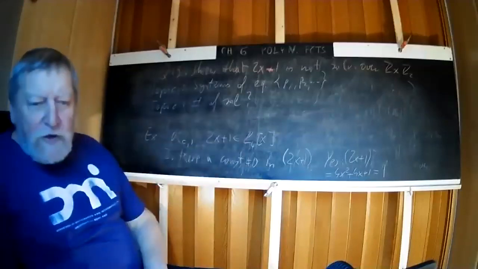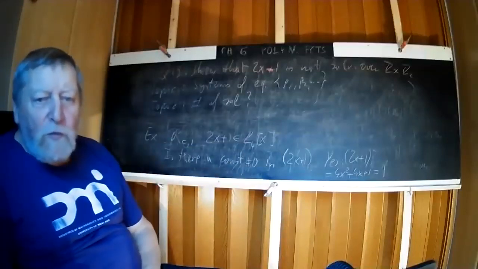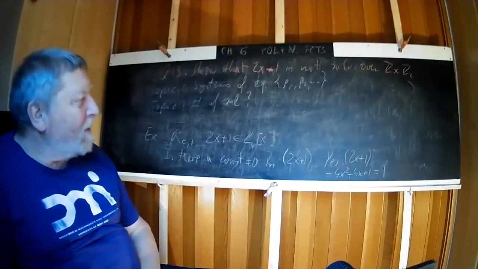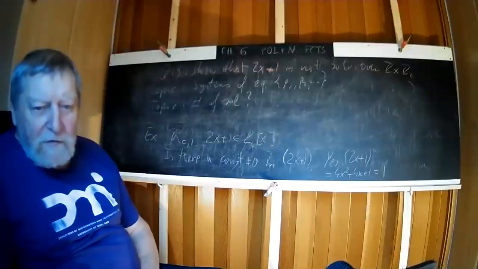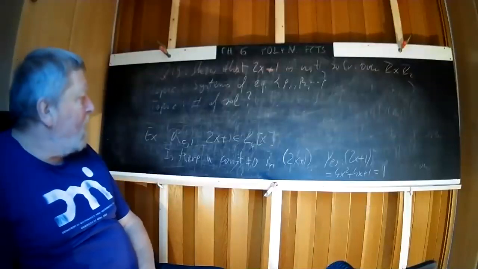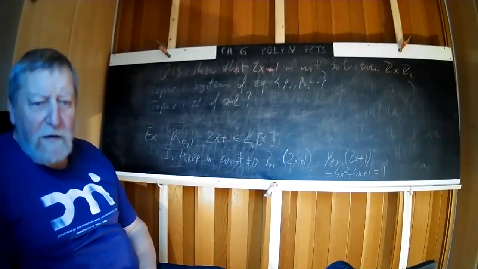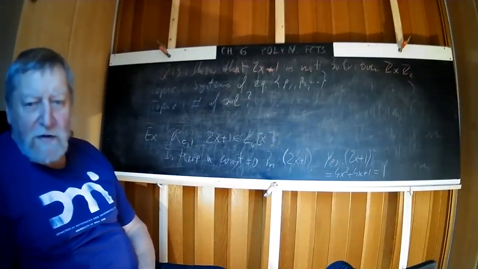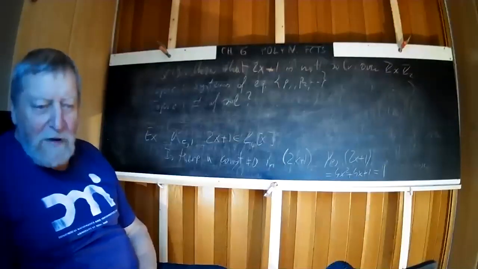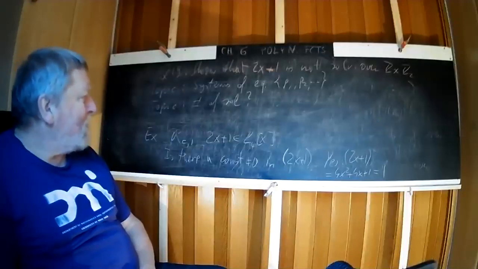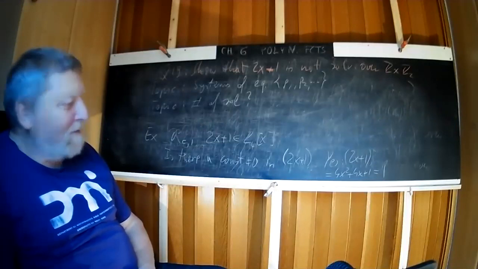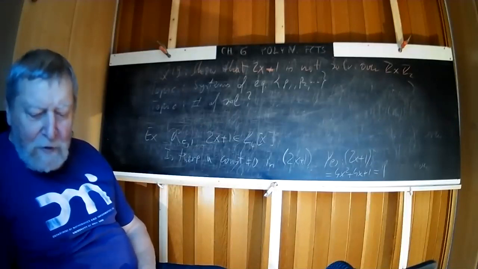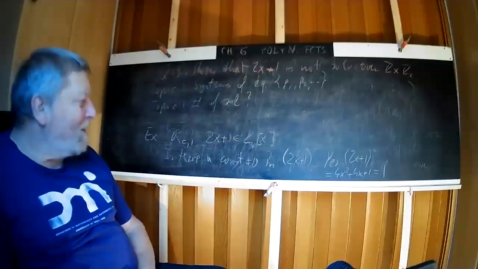The number of solutions, if you have a polynomial of degree 8 over a field, then you know the number of solutions is at most 8. But if you have polynomials in other classes, then it can be completely different.